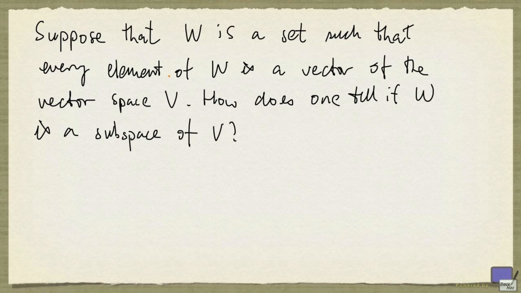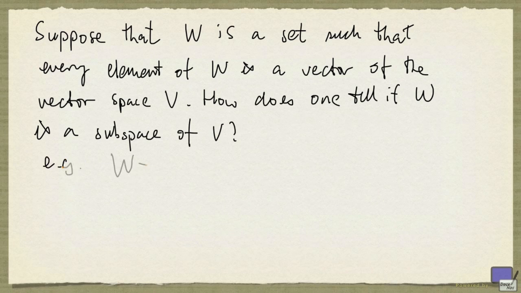A question that comes up very often is the following. Suppose you are given a set W, and every element of this set is a vector of some vector space V. How do you tell if W is a subspace of V? Well, of course, one can check W against all the properties of a vector space. But it turns out that there are only two things that you need to check. You need to check that this set W is closed under the vector addition and scalar multiplication for V.